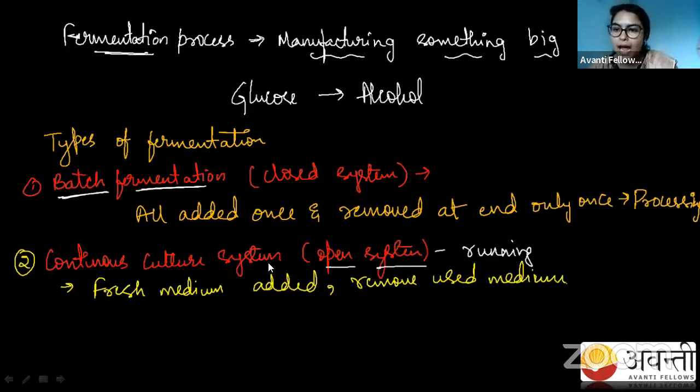ನೀವು ಫ್ರೆಶ್ ಮೀಡಿಯಂ ಆಡ್ ಮಾಡ್ತಾ ಇರ್ತೀರಾ, ಯಾವ್ದು ಯೂಸ್ ಆಗಿದೆ ಅದನ್ನ ತೆಗಿತಾ ಇರ್ತೀರಾ. ಹೀಗೆ ತೆಗೆದದ್ದರಲ್ಲಿ ನಮಗೆ ಬೇಕಾಗಿರುವಂತಹ ಡಿಸೈರ್ಡ್ ಪ್ರಾಡಕ್ಟ್ ಇದೆ, ಅದು ಇನ್ಸುಲಿನ್. ಸೊ ಫ್ರೆಶ್ ಮೀಡಿಯಂ ಆಡ್ ಮಾಡ್ತೀರಾ, ರಿಮೂವ್ ಮಾಡ್ತೀರಾ, ಇದನ್ನ continuous culture system ಅಂತಾರೆ. ಇದರಿಂದ ನಮಗೆ ಏನ್ ಬರುತ್ತೆ, we get the product. So in our case we have taken the example of insulin.